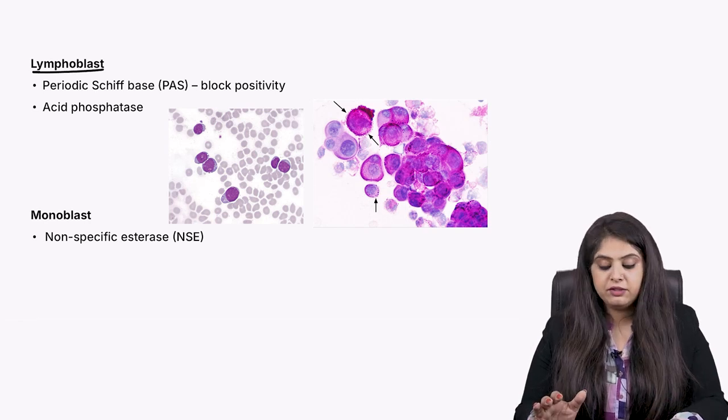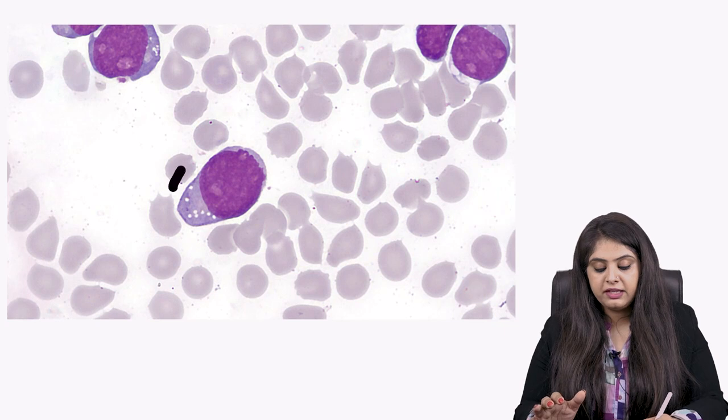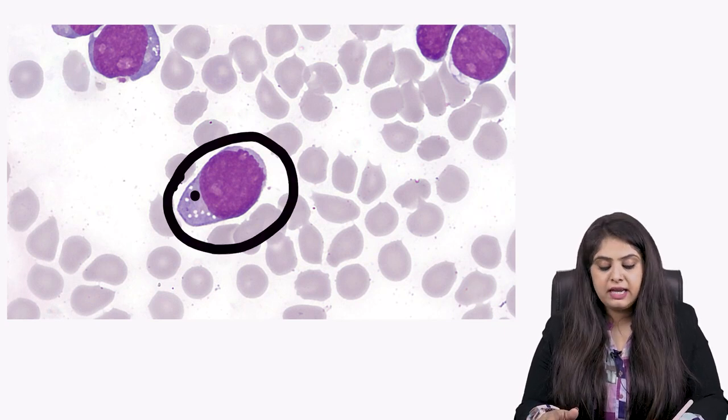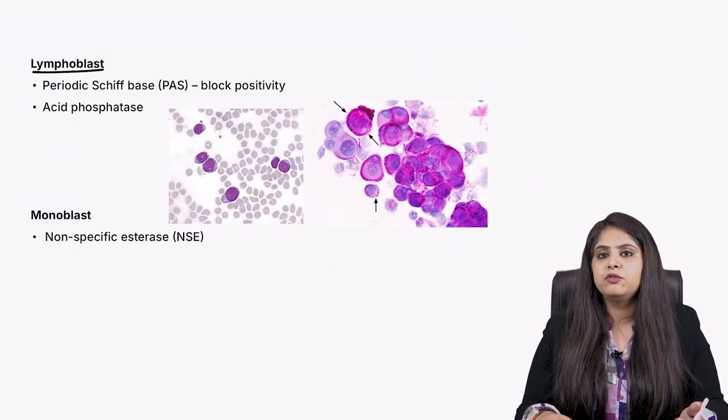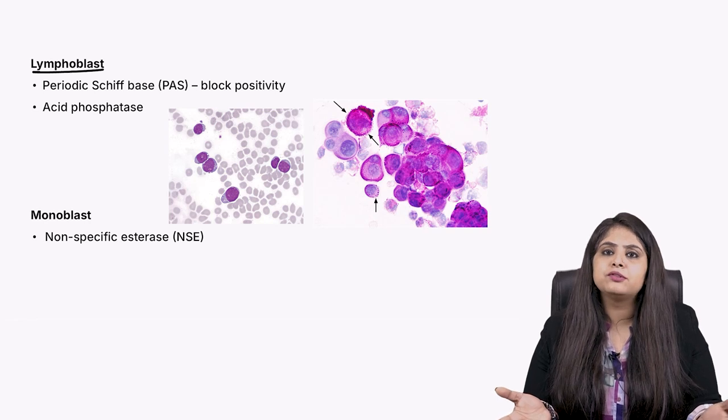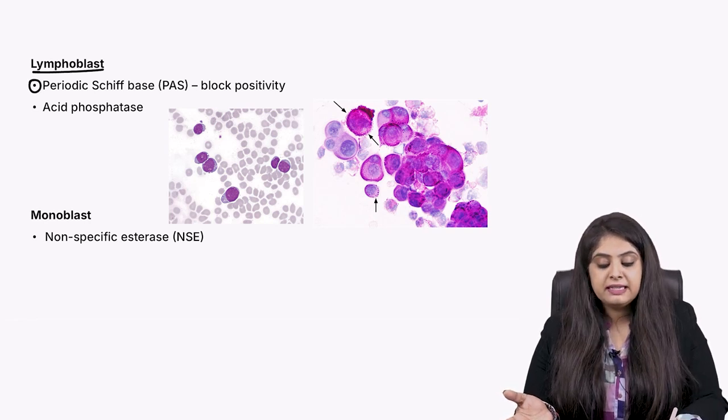You will see, I will zoom in, you can see one big cell over here which is a blast, but do you see any line inside it like an Auer rod? No. So when you don't see an Auer rod, that is a lymphoblast, but ma'am, that could be any other cell also. So if you have to confirm lymphoblast, there are two stains.